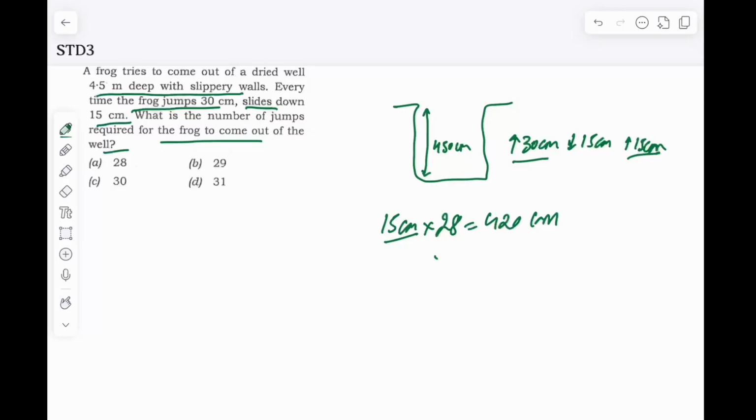And what is left is the last 30 centimeter which I have to jump, and that will be in the 29th jump. How did I come to that? I know 15 is there, 450 is enough. 30 would have been an ideal scenario every time, but I know the last jump he would never come back because he has crossed the bell. So that is why this is the answer.